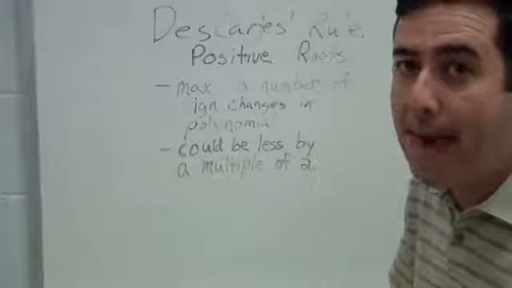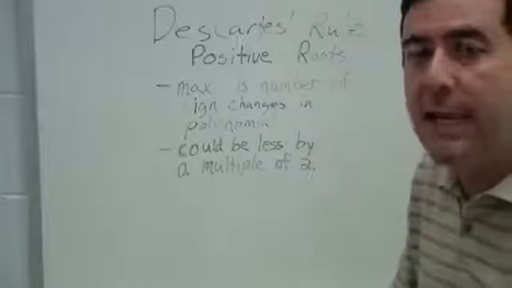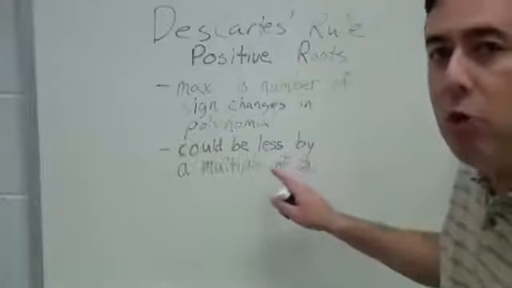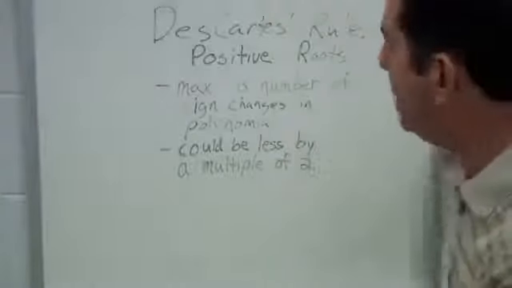Now notice that it's a maximum. That means the most. You might have fewer than that. If you have fewer than that, then it's going to be a multiple of 2 less than whatever you counted. Let's take an example and see.